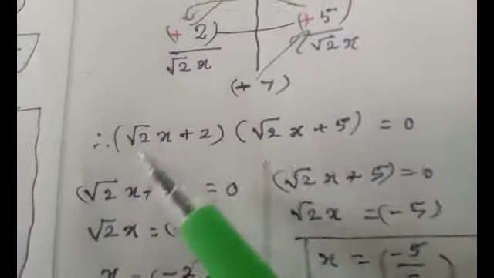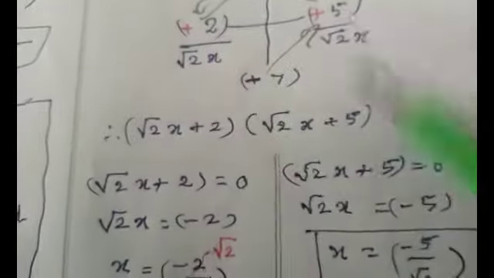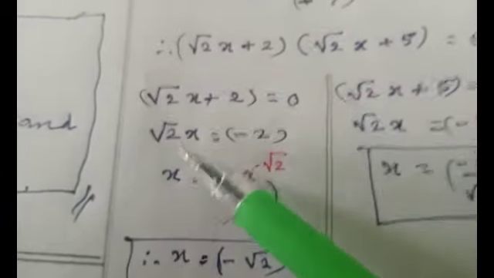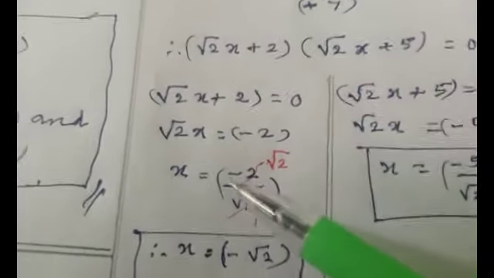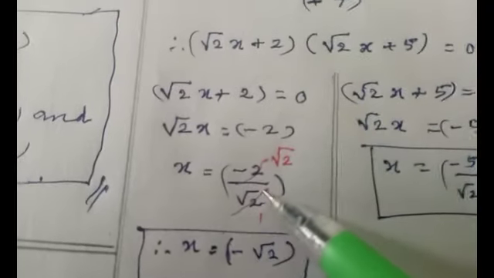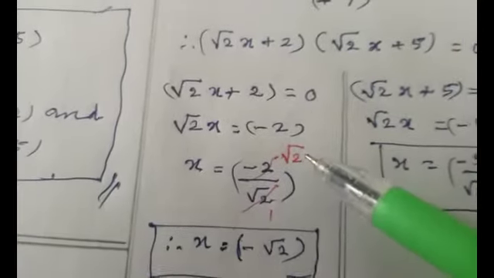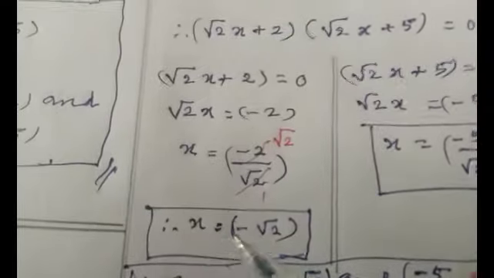Now we have to write the factors as root 2 x plus 2 and root 2 x plus 5 equal to 0. The first factor is root 2 x plus 2 equal to 0, which means root 2 x is equal to minus 2. When we change the side, it becomes minus 2. So x is equal to minus 2 by root 2. We can cancel, because 2 can be split as root 2 into root 2. So it becomes root 2. So the value of x is equal to minus root 2.